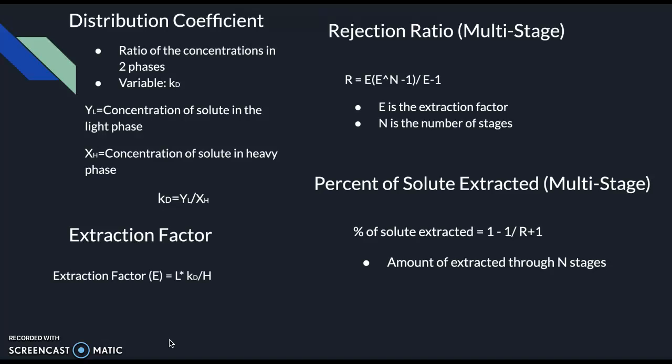The extraction factor is the ratio of the total mass of a solute in the extract to that in the other phase. The rejection ratio is the weight ratio of the solute, which is your product, leaving in the light phase compared to that leaving in the heavy phase. The percent of solute extracted is the amount of solute extracted through the number of stages that there are.